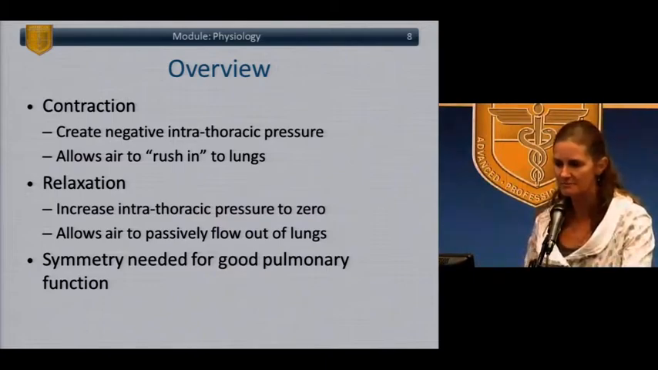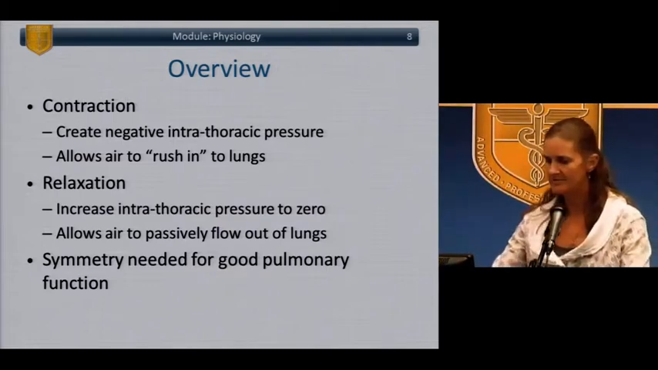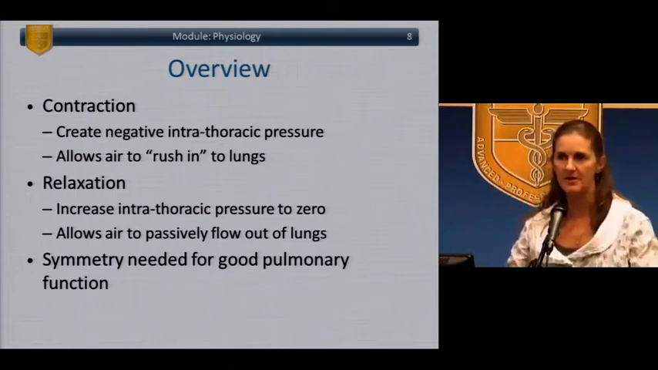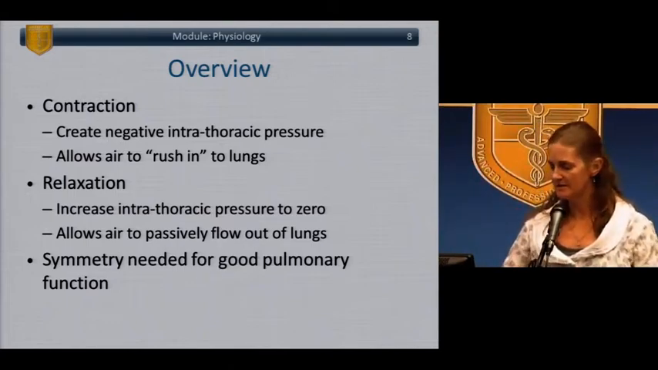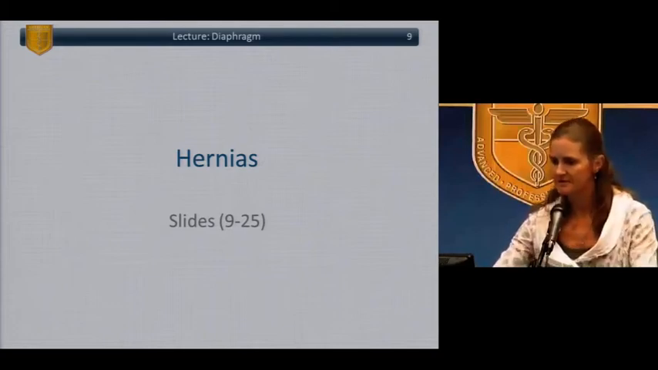Symmetry, like we talked about, is very necessary for good function because they are kind of tied together in the middle of each other.